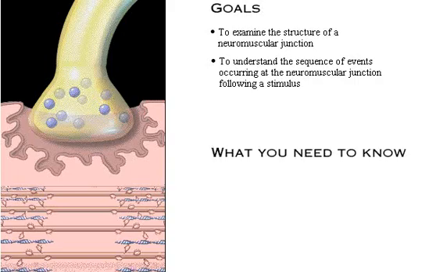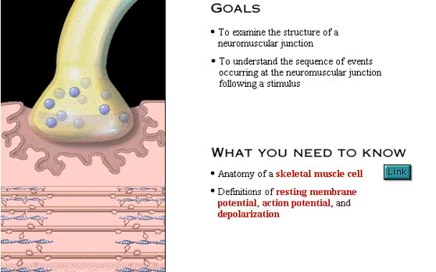Here's what you need to know: anatomy of a skeletal muscle cell, and definitions of resting membrane potential, action potential, and depolarization. To review the anatomy of a skeletal muscle cell, click the link button. If you use a link button, you can return to the page you started from by clicking the return button. To see definitions of terms, click the bold red words.